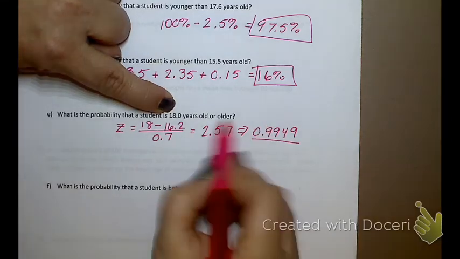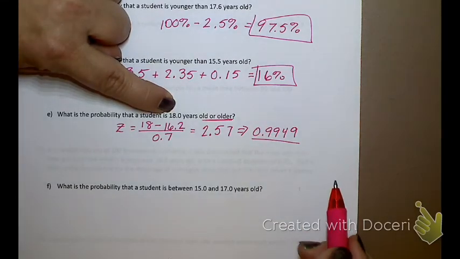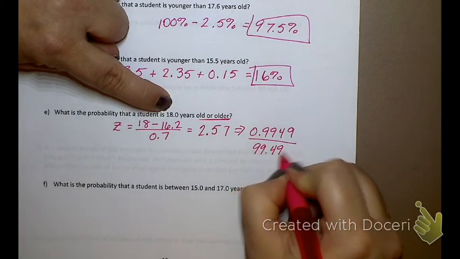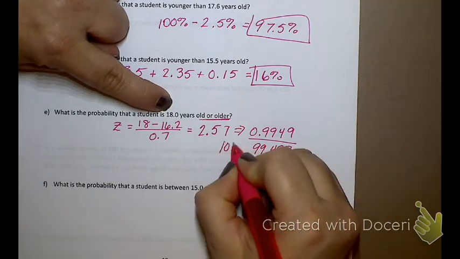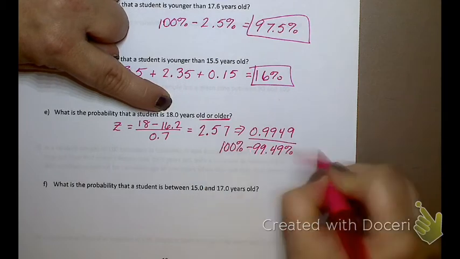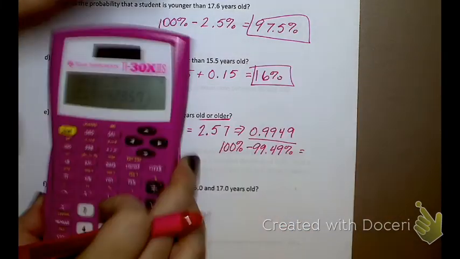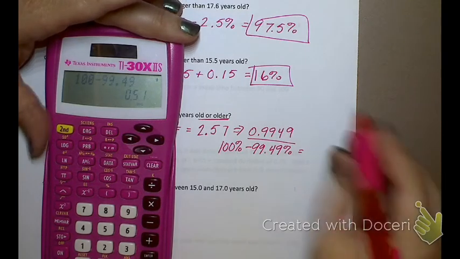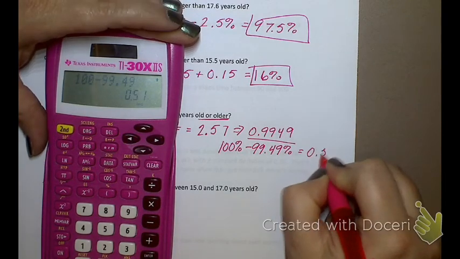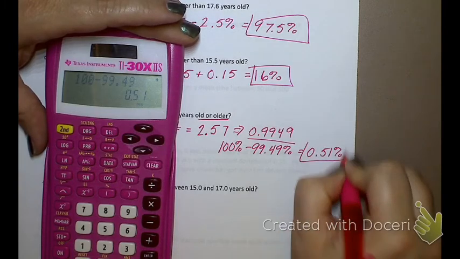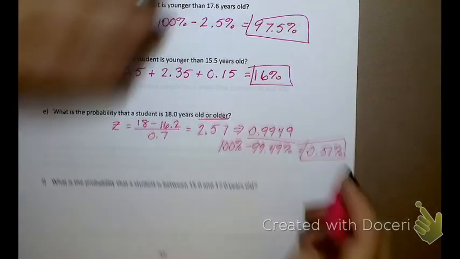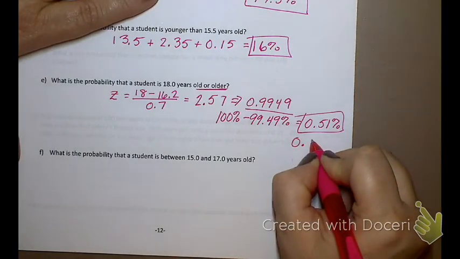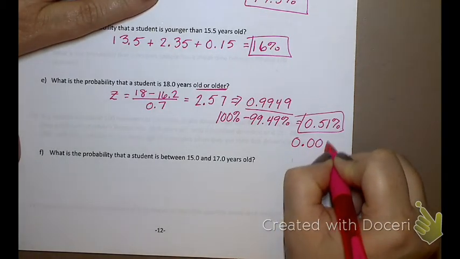If they're wanting to know older, how do I figure this out? Because this is 99.49%, I have to subtract it from 100%. So if I subtract that, 100 minus 99.49, I get 0.51%. Okay? Or if you wanted that as a decimal, if it was in decimal form on the test, it would be 0.0051.